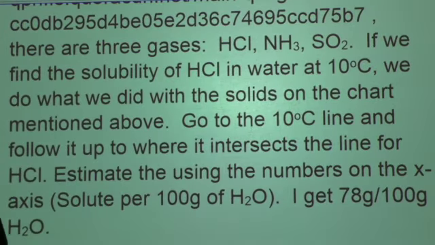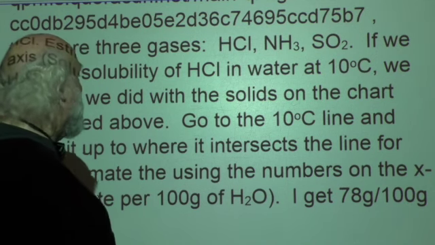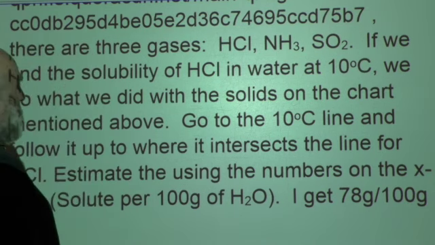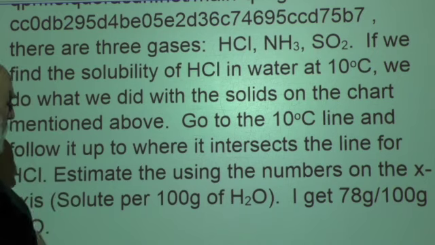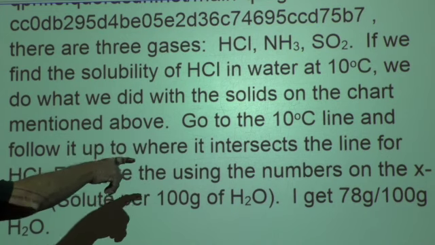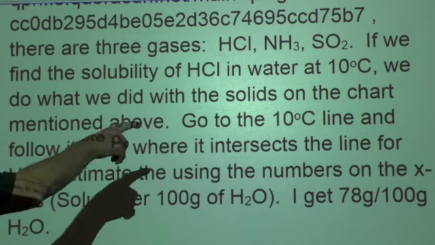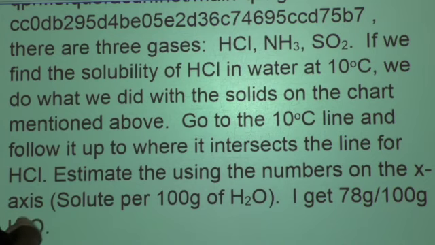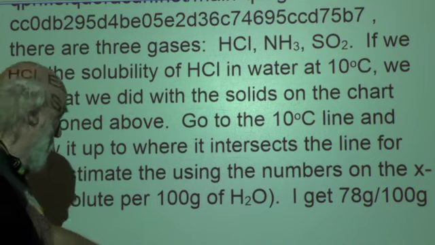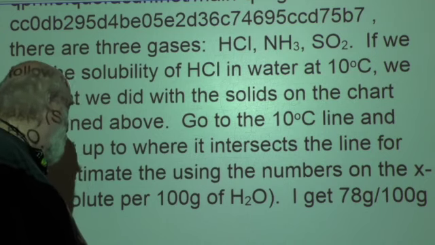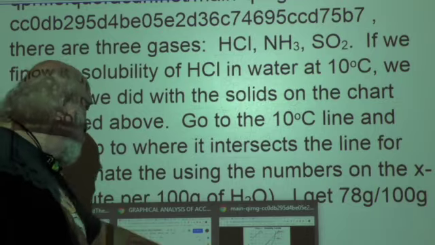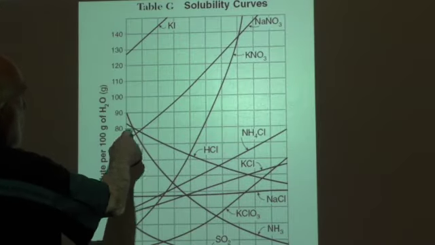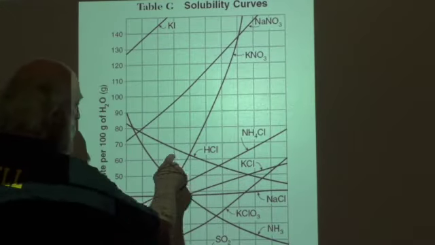what? I got 78. Whoa, I don't think that's right. Let's take another look at that. Did I take the wrong temperature here? I got 10 degrees, and we're looking at HCl. I think I've made a mistake here. So let's go back to that. Oh, okay. I was looking at the wrong line. It's this one right here.